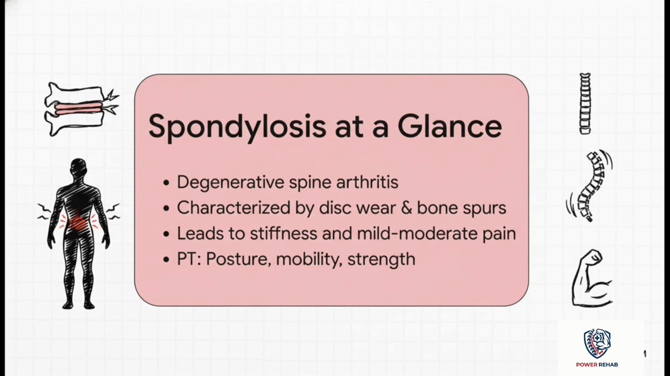So what does this all mean for you? Well, it's that disc wear and those bone spurs that lead to stiffness and that nagging pain. That's why physical therapy really zeroes in on improving your posture, keeping that spine as mobile as possible, and building up the muscles that support the whole structure.